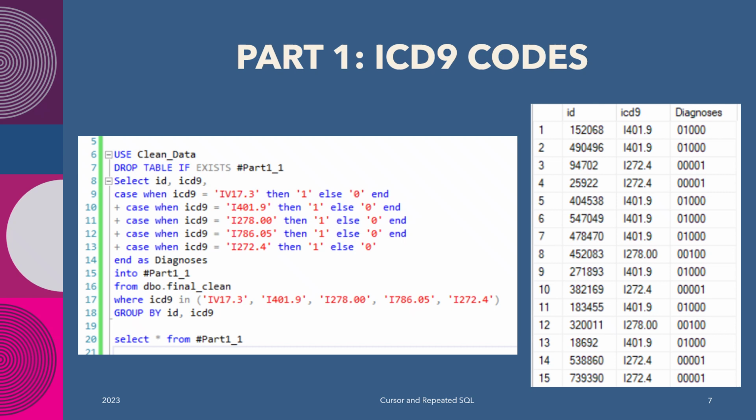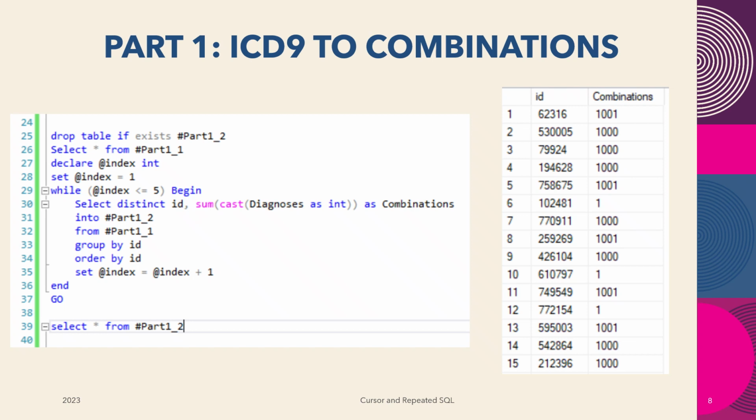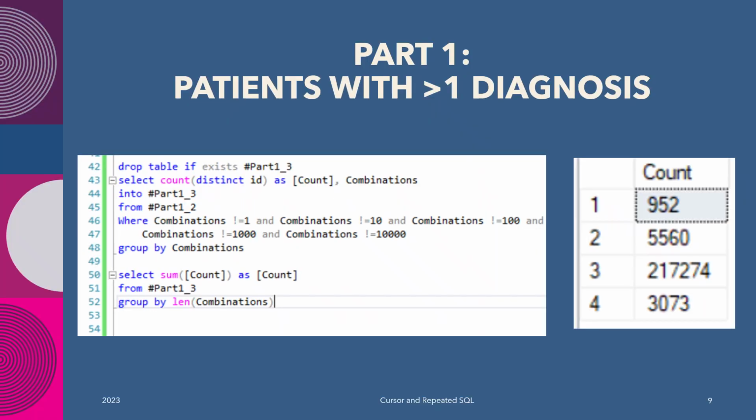For example, in row 1, the patient 152068 has the diagnosis of I401.9, which is displayed by the 1 in the second spot of 01000. In the next section of the code for part 1, we declare the index as an integer and then set the index to 1. Then we create a while loop with the max value set at 5. The output of this code will create ICD-9 combinations related to the 5 diagnoses specified in the previous slide for each distinct patient ID.